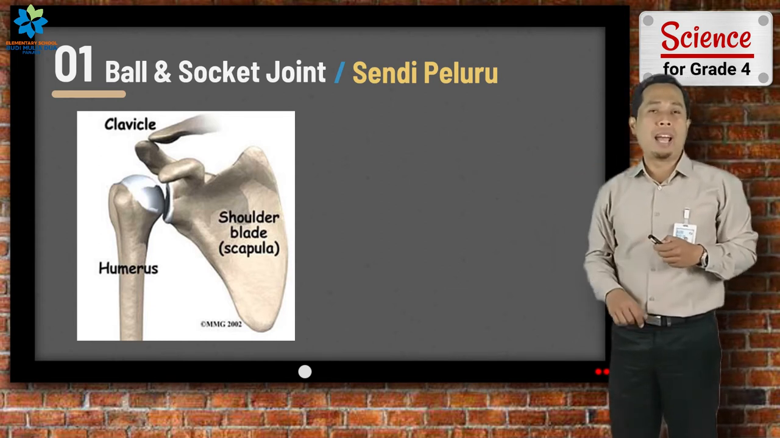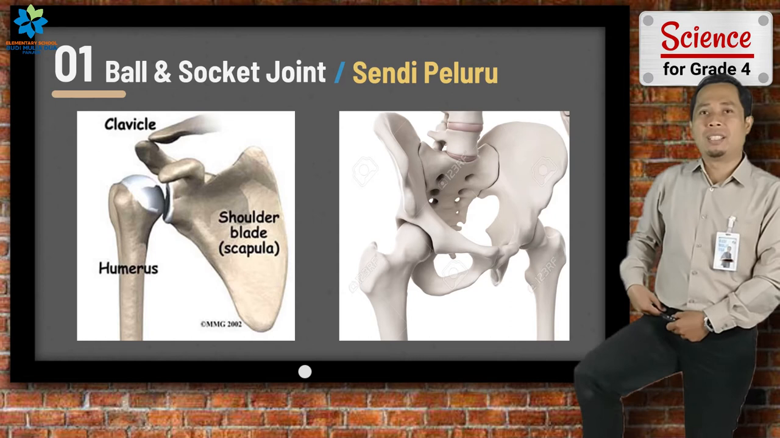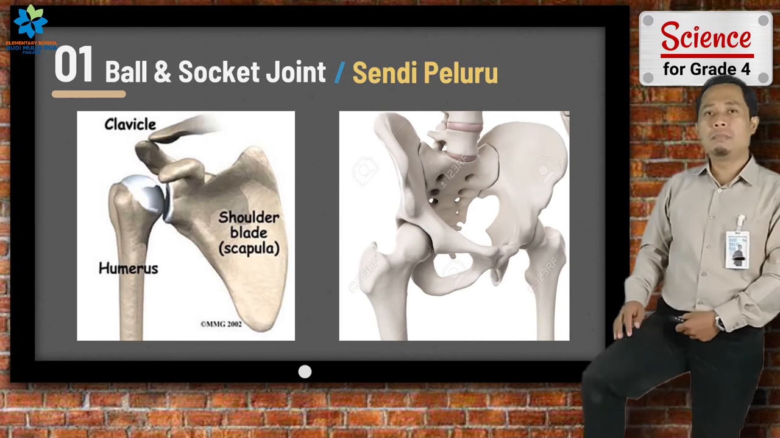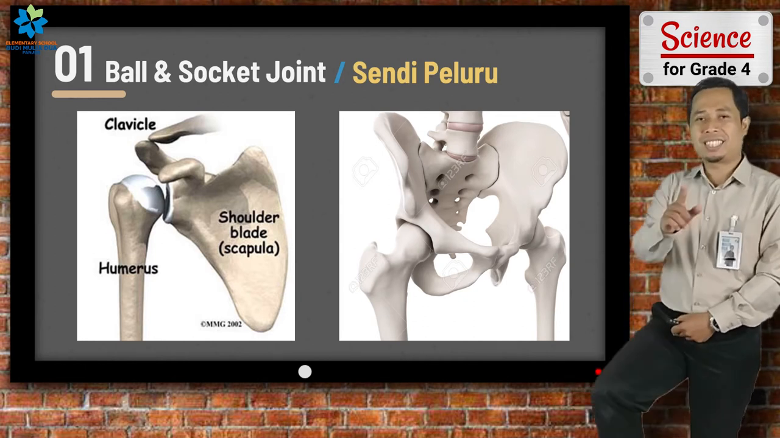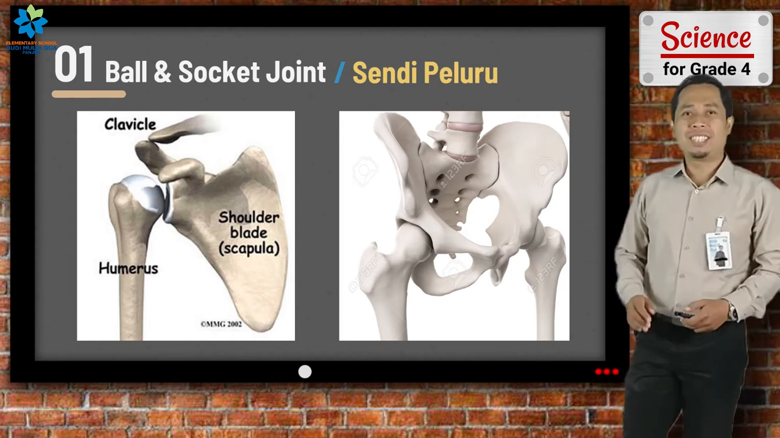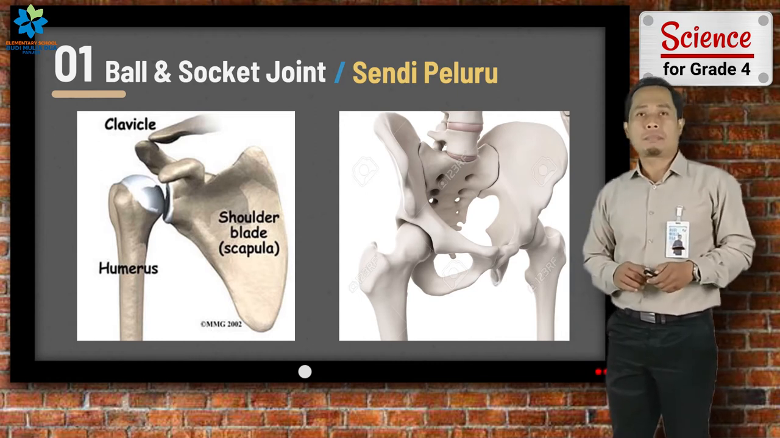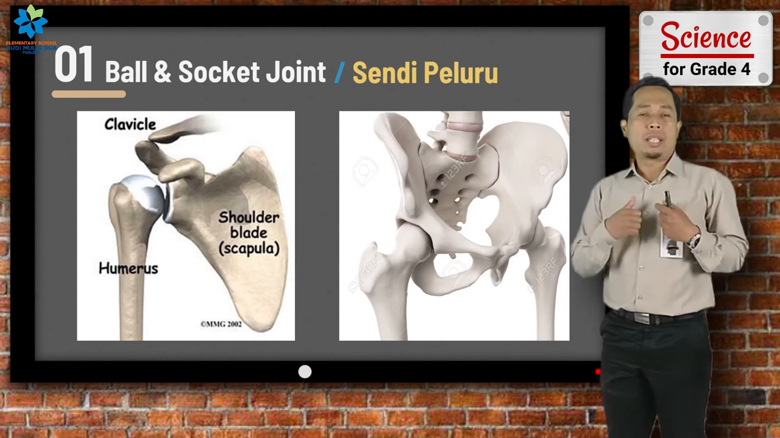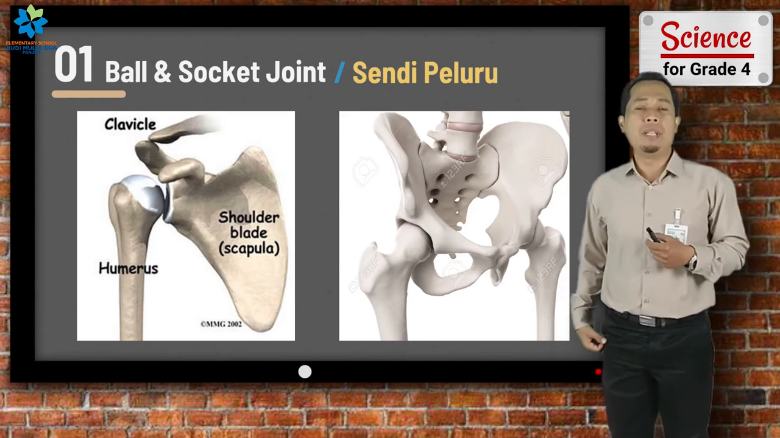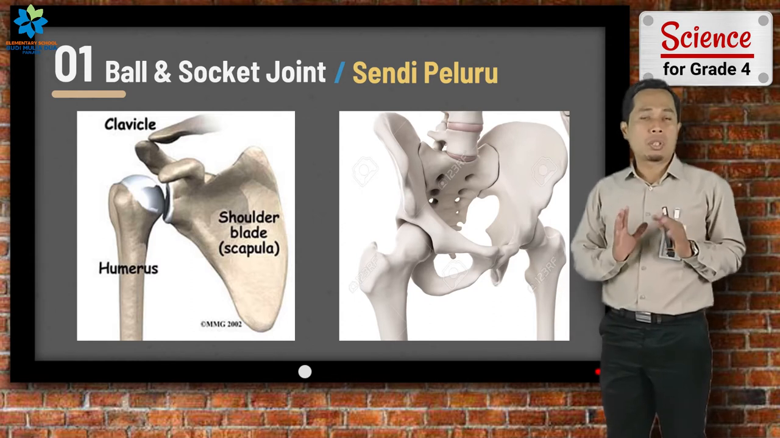We also can find ball and socket joint in our hip. Can you see? We can move our femur in maximum movement. Right? Just try to move your leg. Right? It can move in maximum movement. Okay, so we can find ball and socket joint first in the shoulder and in our hip. These are the examples of ball and socket joint.